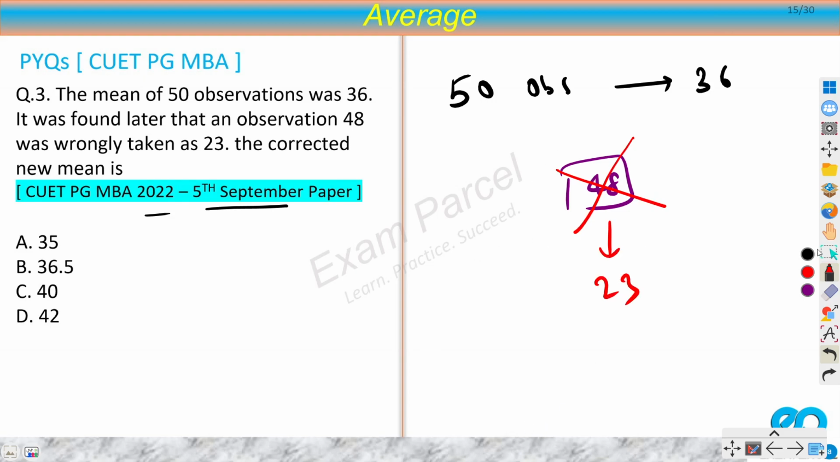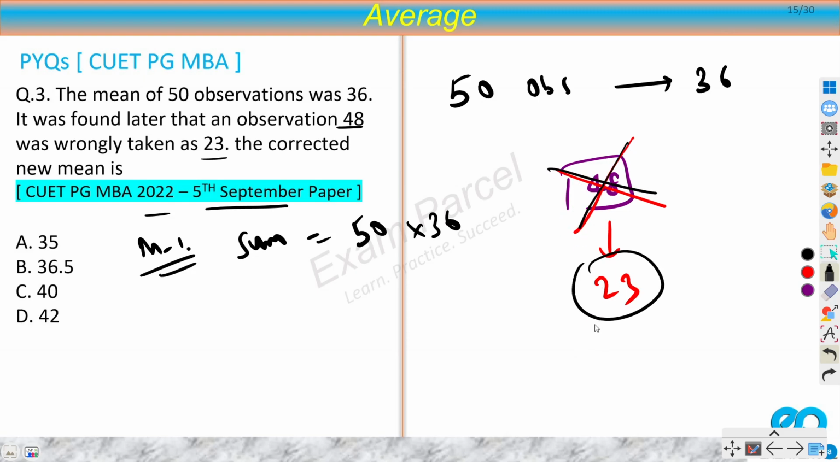Now we can solve this question in two ways. One way is basic: you will form an equation and then you can solve. Another one could be a logical way that you can think. So let us discuss the first one, the more mechanical one. So 50 observations, so can we say that the sum would be 50 into 36? No need to calculate this. But it was found later that an observation 48 was wrongly taken as 23. So I should have taken 48, but I am taking 23 in this.